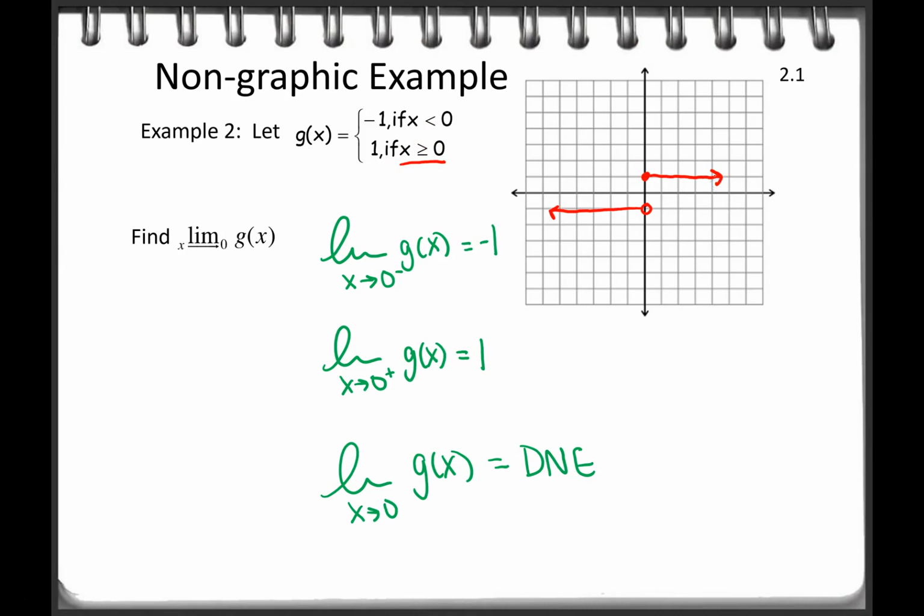So it's pretty clear to see that there's no limit, because if we're looking at this function approaching from the left, we clearly have a limit of negative 1. That's my y value there. And then if I'm watching my limit as I approach from the right, I'm approaching 1 for my y value. So here the limit does not exist. But the one-sided limits do exist.